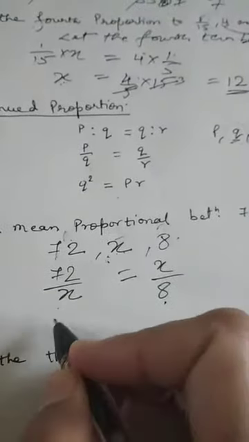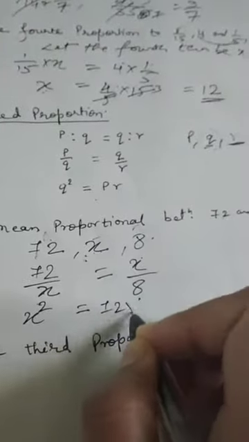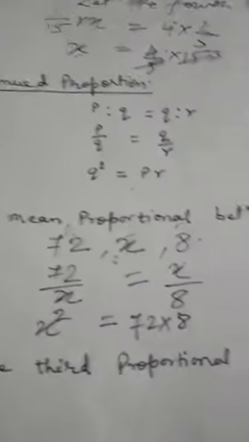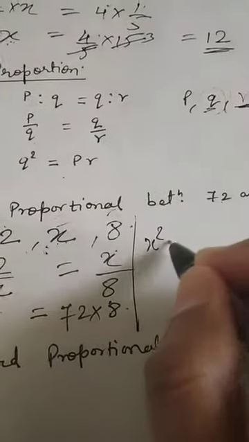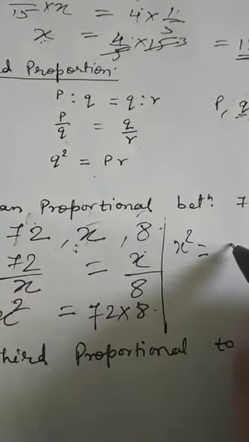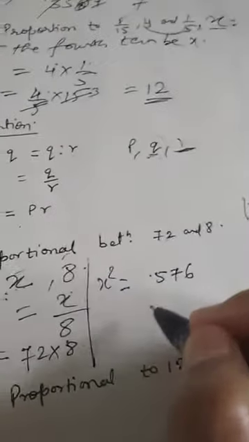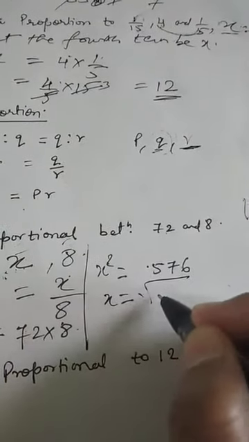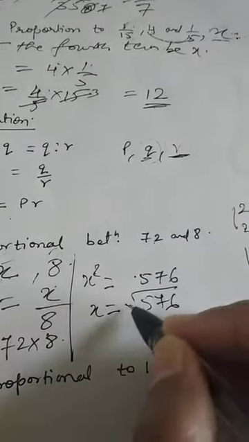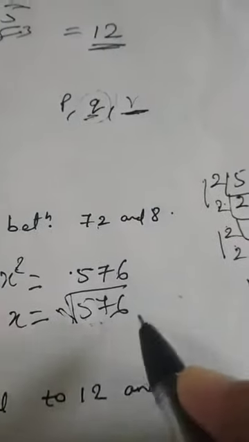Now you can do the cross multiplication. X into X means X square, and 72 into 8. So 72 into 8 means what? X square is equal to 576. And X is equal to the square root of 576, since the square will go under the root.